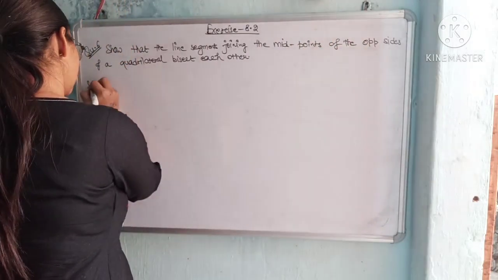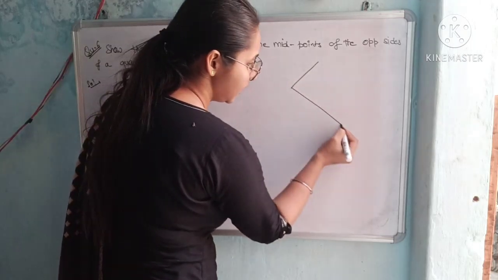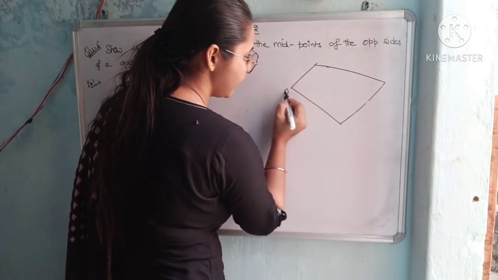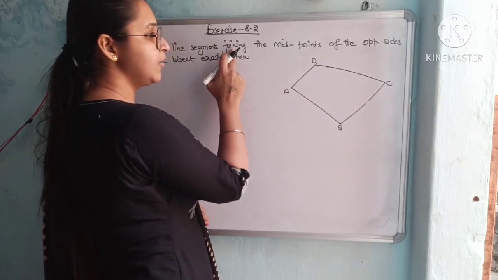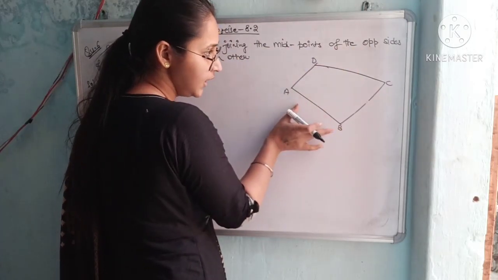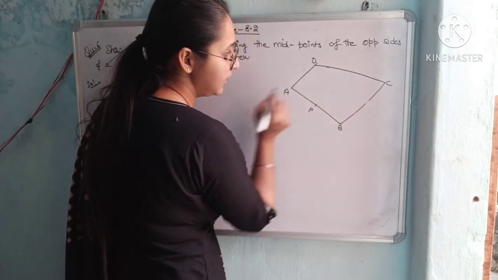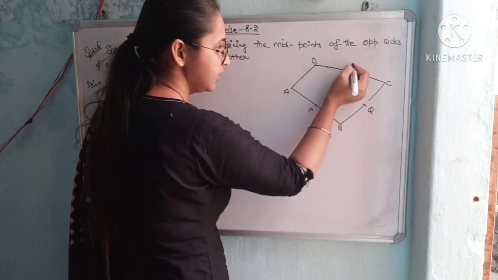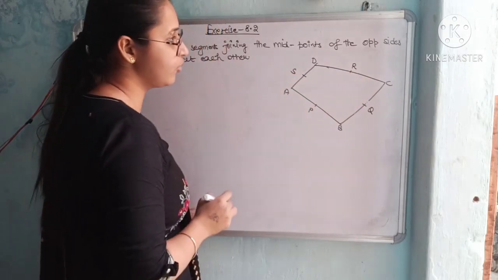So the solution is, first of all, let me take a quadrilateral ABCD. It is the quadrilateral ABCD. Now the line segments join the midpoints of opposite sides. It means AB and CD are opposite sides. Let P be the midpoint of AB, Q the midpoint of BC, R the midpoint of CD, and S is the midpoint of AD.